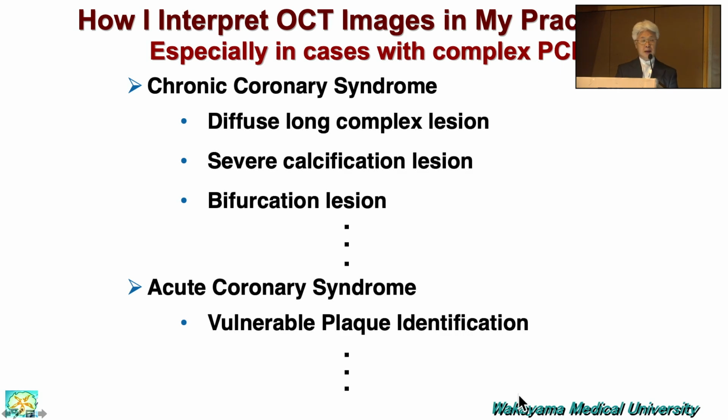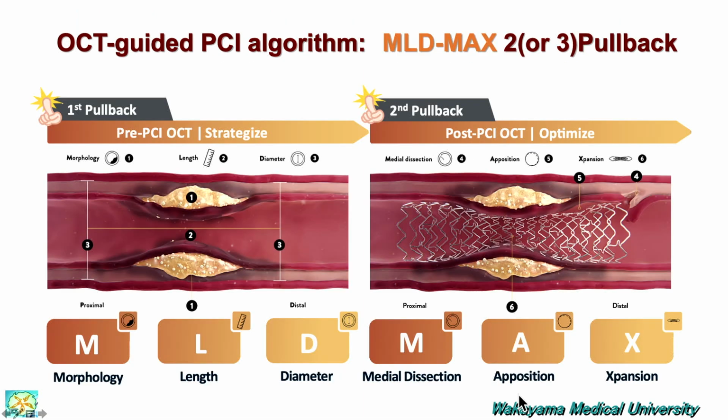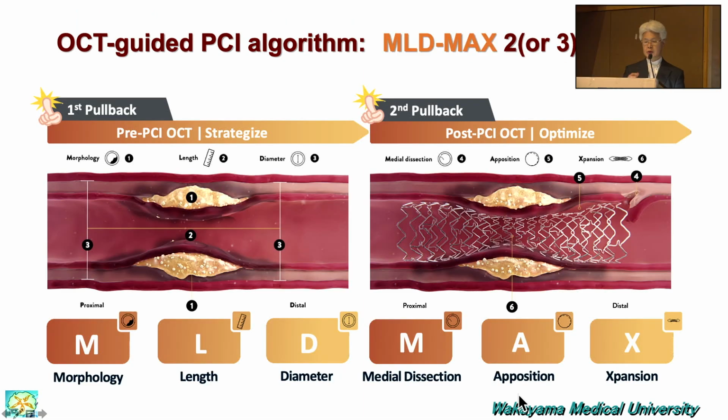So there are many complex lesion treatments, especially diffuse long and severely calcified lesions, bifurcation, etc., and acute coronary syndrome sometimes. But in cases where CT or OCT never work very well, IVUS is the best to see. So how to use OCT?